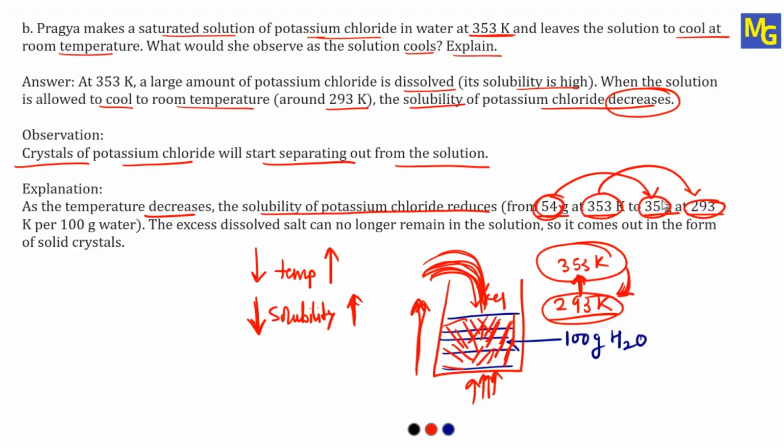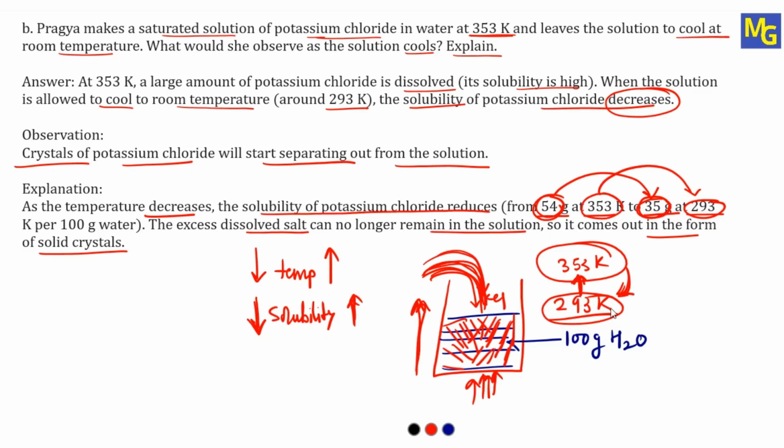Only 35 gram of potassium chloride will get dissolved, and the remaining from this 54 will form crystals in the solution. So see here, the excess dissolved salts can no longer remain in the solution, so it comes out in the form of solid crystals. I hope you are understanding this.